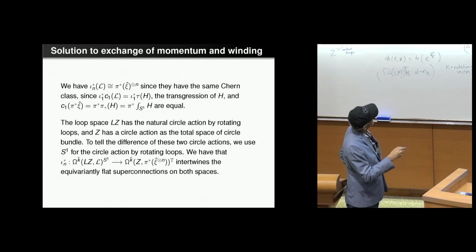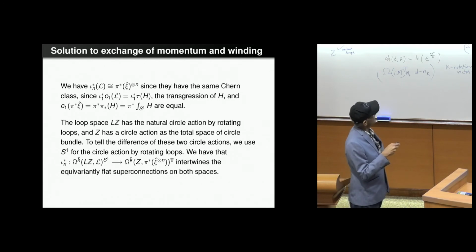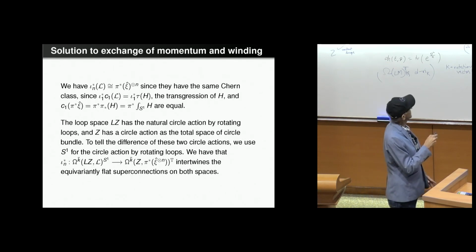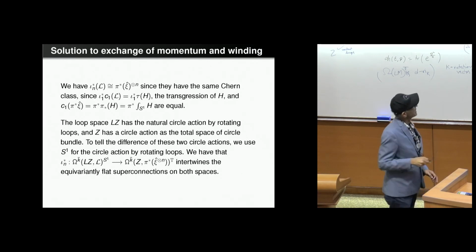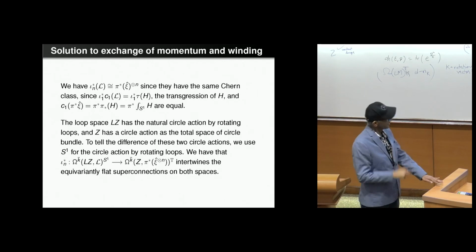So loop space has the natural circle action by rotating loops, and Z has a circle action, which is the total space of a circle bundle. And the circle which consists of rotating loops we will call S1. And then we have that the restriction map of this embedding maps say even or odd forms on loop space, with line bundle valued forms which are invariant, to even or odd forms on Z with values in the psi hat bundle raised to the nth power, because the nth power comes from this embedding.